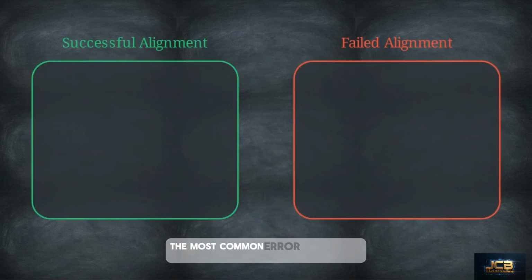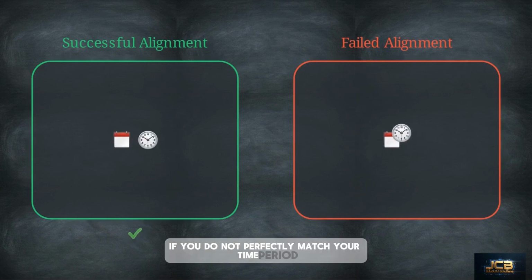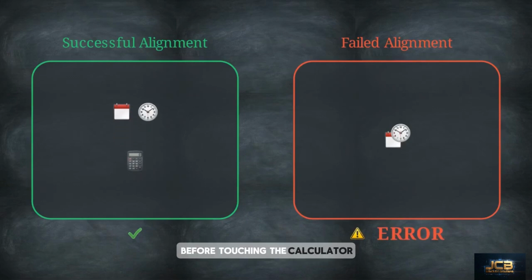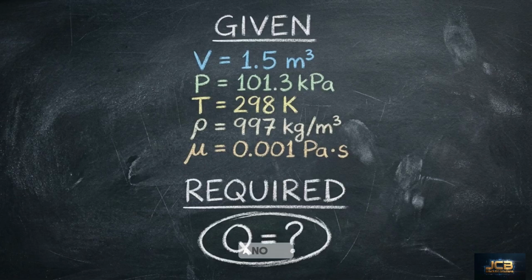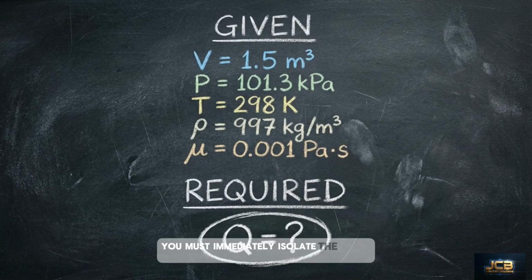The most common error across all financial arithmetic is a failure of alignment. If you do not perfectly match your time period n with your compounding interest period before touching the calculator, the final output will be incorrect. Miscellaneous word problems are intentionally designed to bury these exact formulas beneath paragraphs of narrative text. Ano ang unang step kapag ganito ang problem? You must immediately isolate the given variables from the required output.